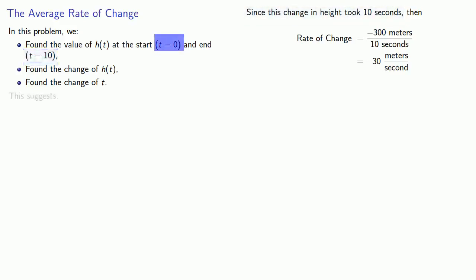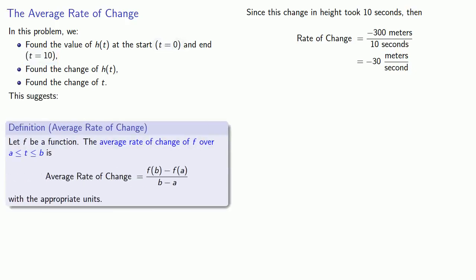And what this suggests is the following definition: the average rate of change. So remember, definitions are the whole of mathematics, all else is commentary. This is an important thing to remember. So, let f be a function. The average rate of change of f over the interval between a and b is defined as the ratio of the change, f of b minus f of a, over b minus a. And importantly, be sure to keep those appropriate units.